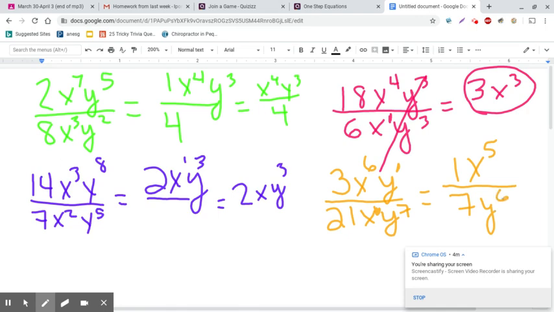Guys, I hope this is getting super repetitive. I feel like I'm just saying the same thing over and over. But that's good because you guys need to get used to the repetitiveness so you understand it.